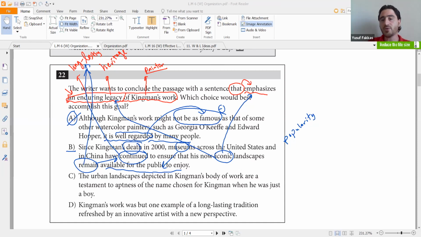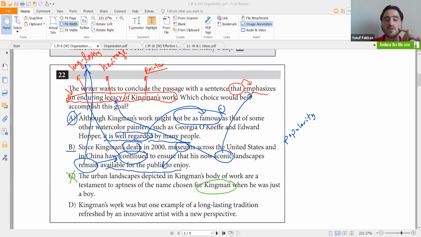But I need to check the other options, of course, okay? The urban landscapes depicted in Kingman's body of work are a testament to aptness of the name chosen for Kingman when he was just a boy. So here they're just telling us that he deserved the name Kingman, okay? So again, the focus is not on his name, it's about the value of his work.